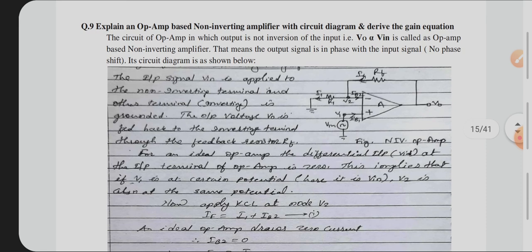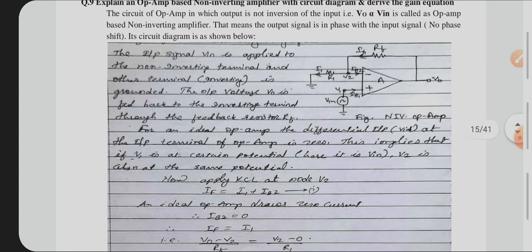Next application of op-amp, closed loop application, means linear applications. Explain an op-amp based non-inverting amplifier with circuit diagram and derive the gain equation. Okay, the circuit of operational amplifier in which output is not the inversion of input. That means VO is proportional to Vin. There is no sign change, there is no phase shift, zero phase shift.